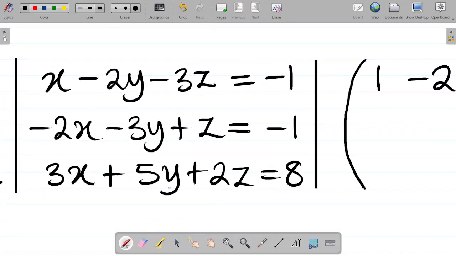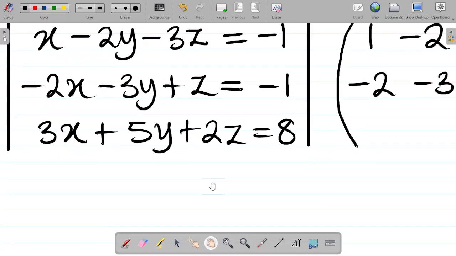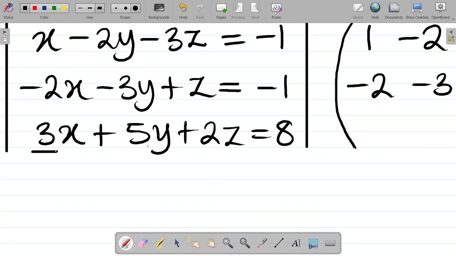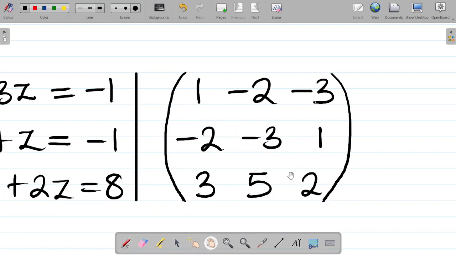For the second one, taking x, y, z, I have minus 2 as the coefficient of x, minus 3 as the coefficient of y, and then plus 1, or just 1. So I have minus 2, minus 3, and 1. I'll write this as minus 2, minus 3, and 1. Then finally for this one, you have the coefficient of x as 3, of y as 5, and of z as 2. So I have 3, 5, 2. With this, I've written the coefficient matrix.